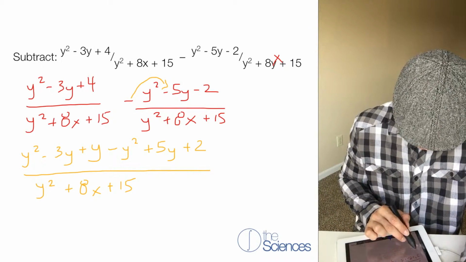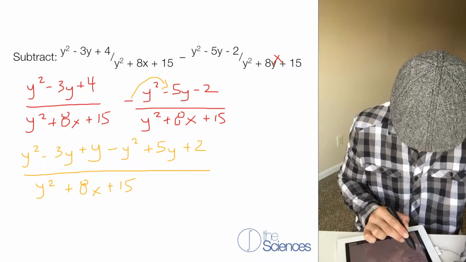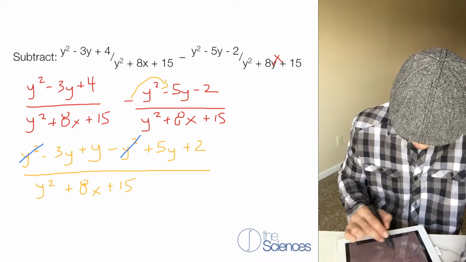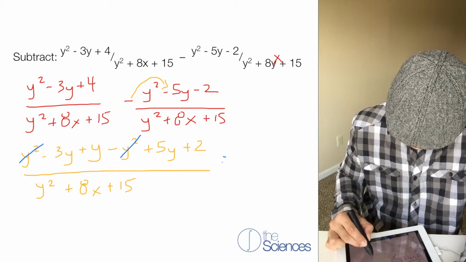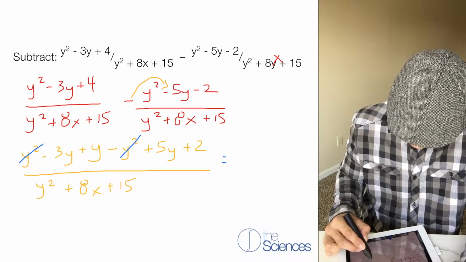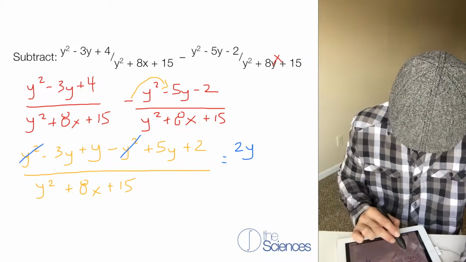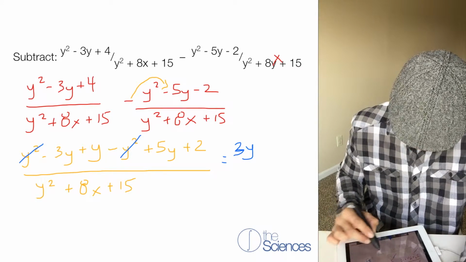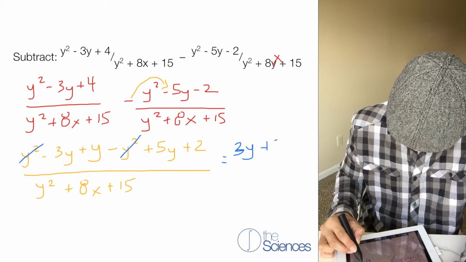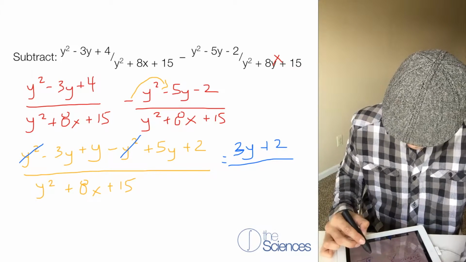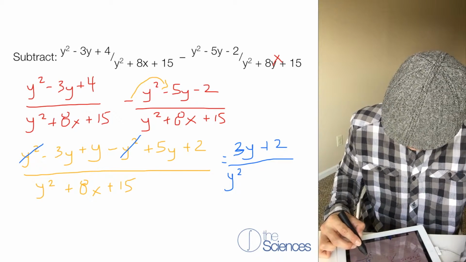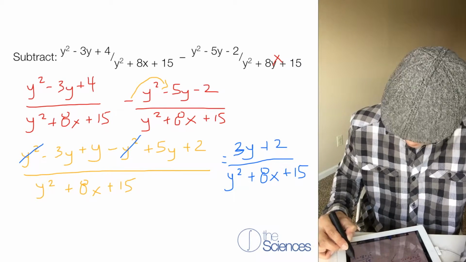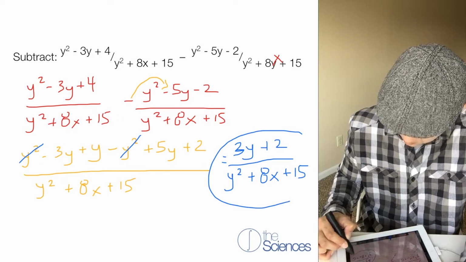Now we're just going to add like terms. So y squared minus y squared gives us 0. Negative 3y plus 5y gives us 2y. Plus y gives us 3y. And then we have plus 2. And then we place this over our common denominator. So that's our answer.